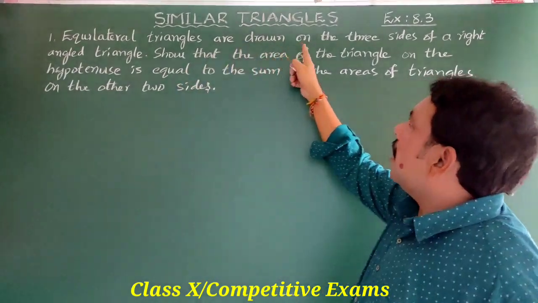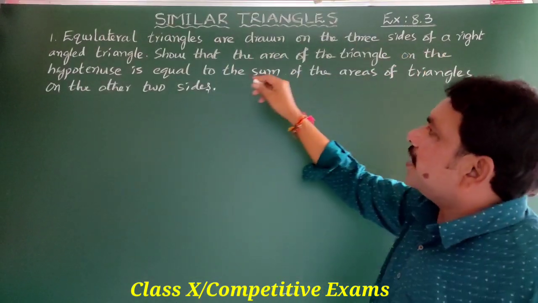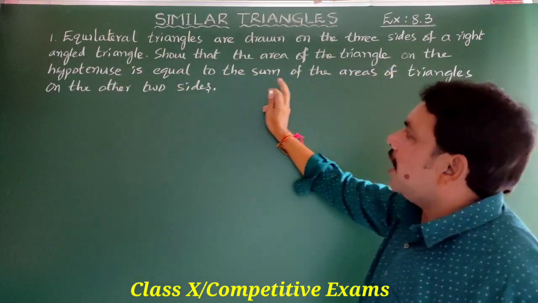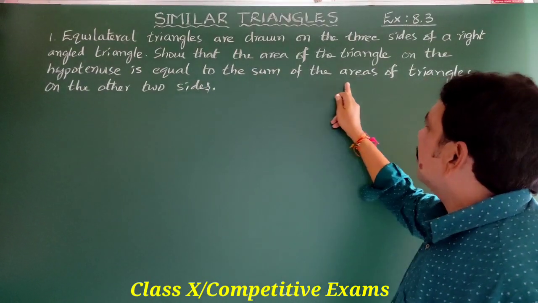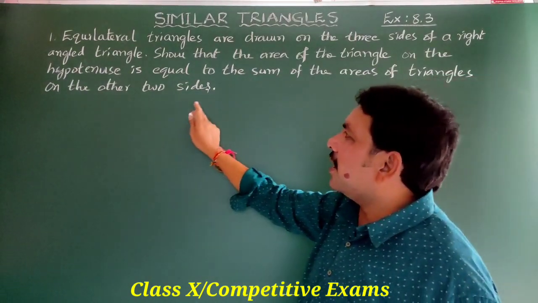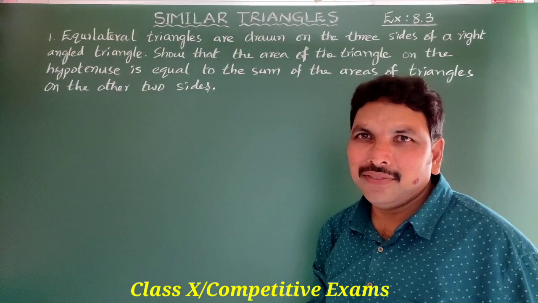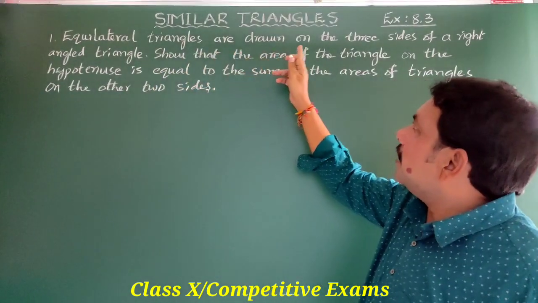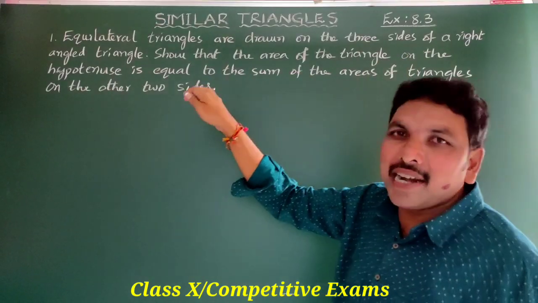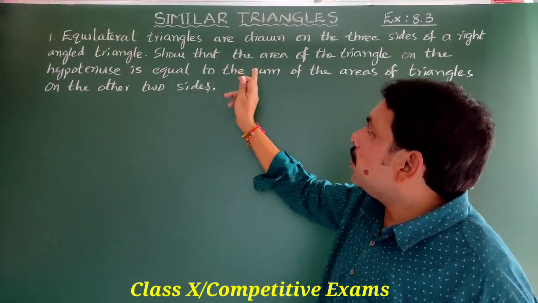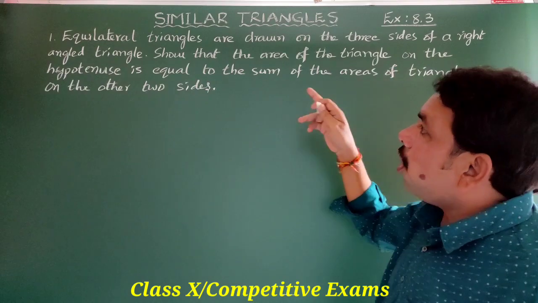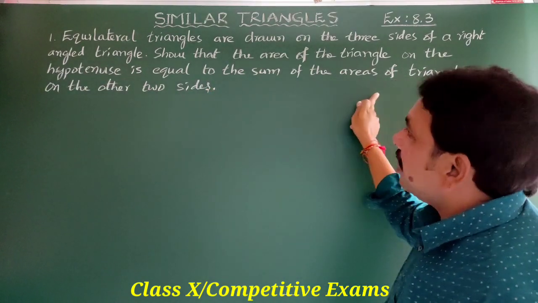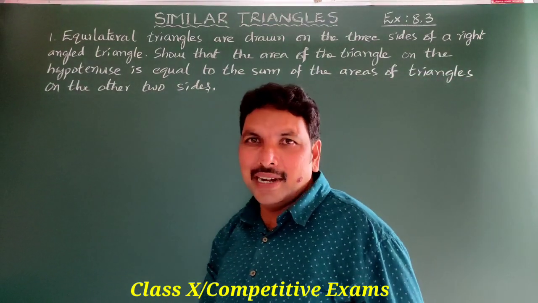Equilateral triangles are drawn on the three sides of a right angle triangle. Show that the area of the triangle on the hypotenuse is equal to the sum of the areas of triangles on the other two sides. Understood? Again, equilateral triangles are drawn on the three sides of a right angle triangle. Show that the area of the triangle on the hypotenuse is equal to the sum of the areas of triangles on the other two sides.